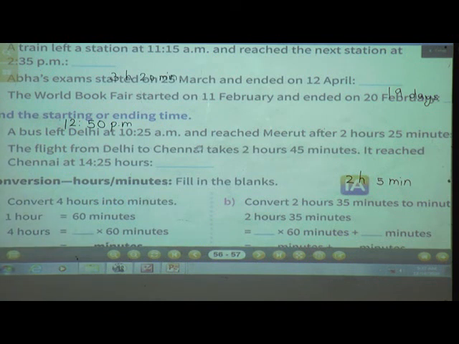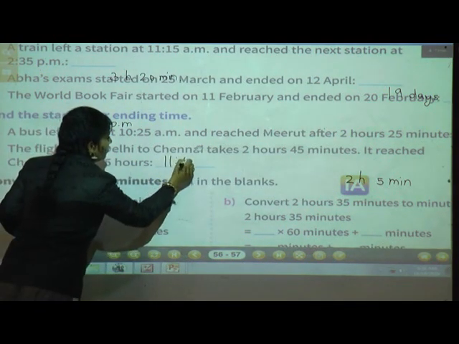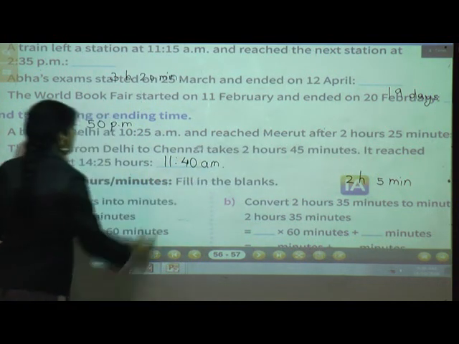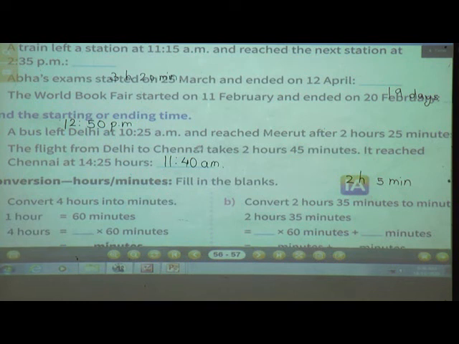The flight from Delhi to Chennai takes 2 hours 45 minutes. It reached Chennai at 14:25 hours. Now students, here they have given us the end time. We have to find the starting time. So just count time, subtract 2 hours 45 minutes from 14:25 hours. So what will you get, students? Yeah, very good. 11:40 AM. Okay.